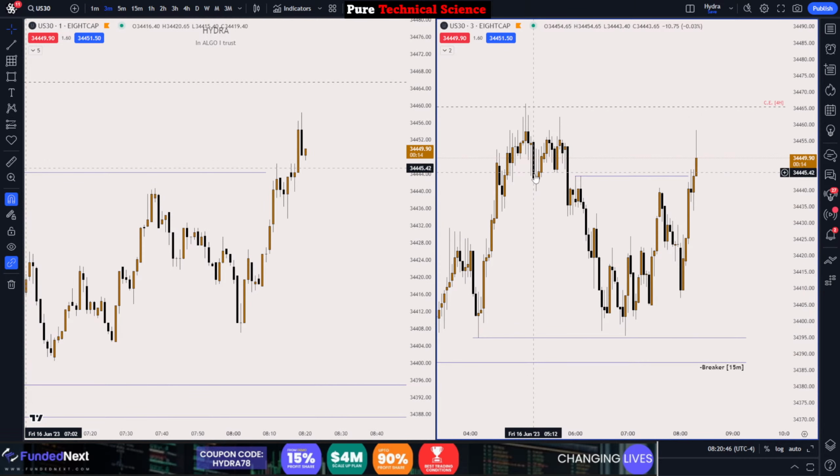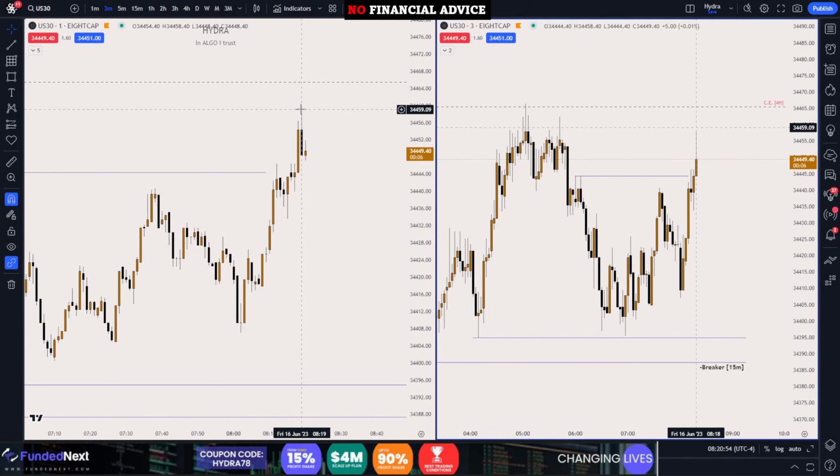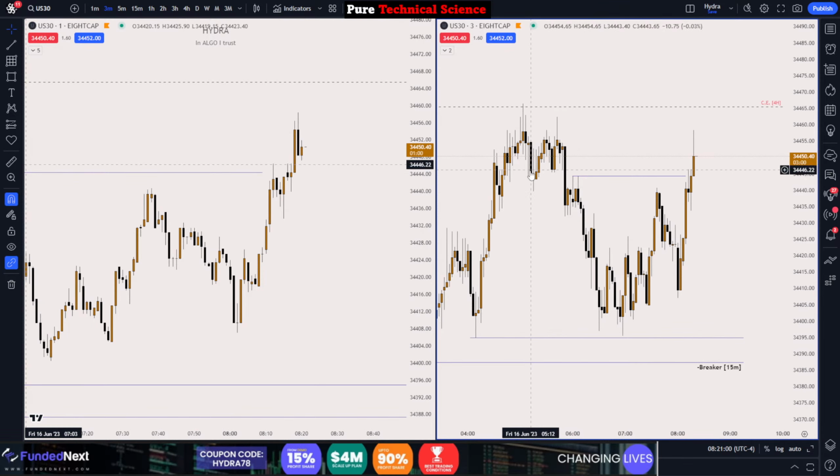So here's our mitigation block, right? So let's see if price is rejecting from it or not. This is the high of it. This candle's wick went all the way up there, but look at the bodies. Candle bodies are staying inside this mitigation block.